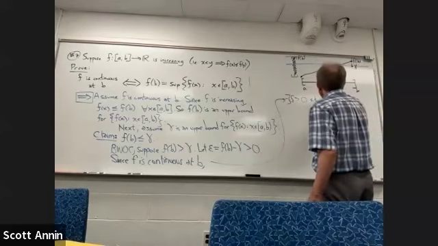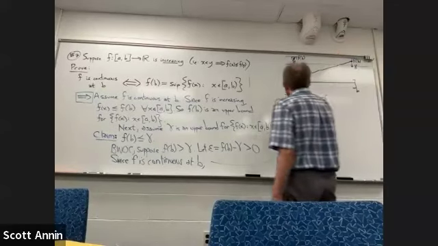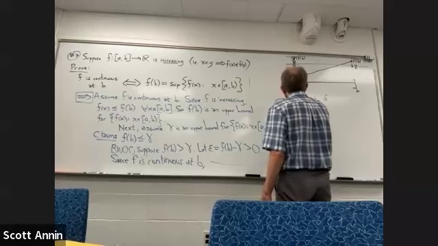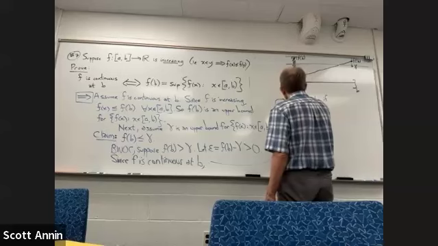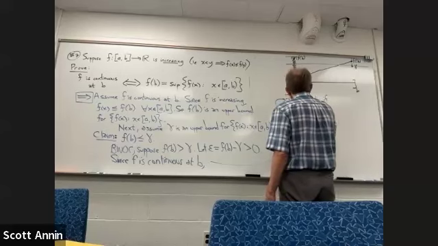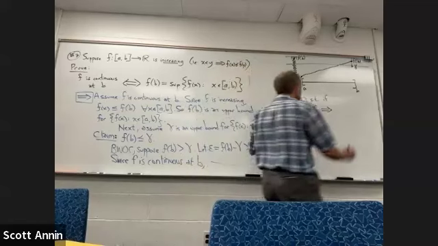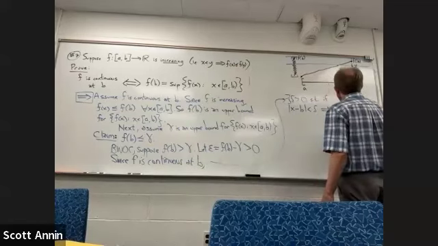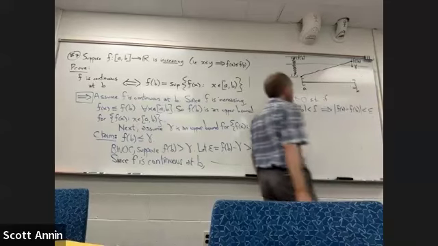Such that, using the definition of continuity, if the absolute value of x minus b is less than delta, then the absolute value of f of x minus f of b is less than epsilon.